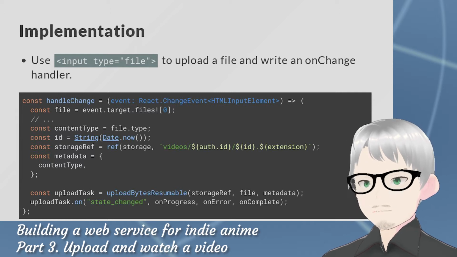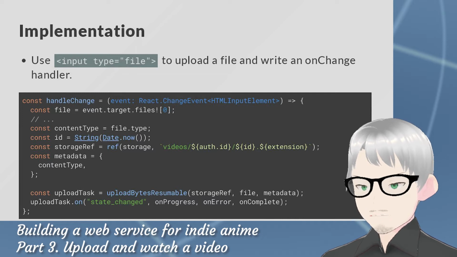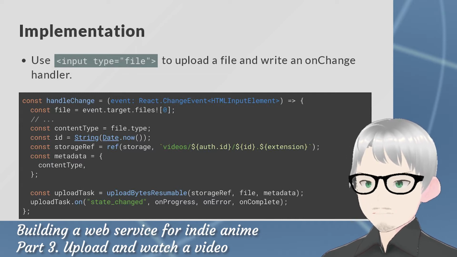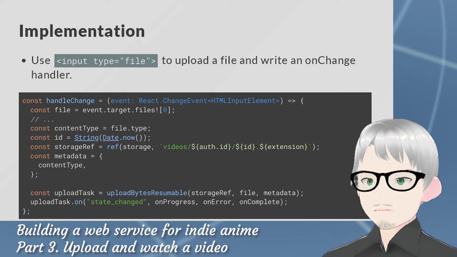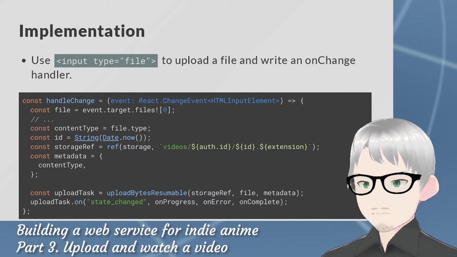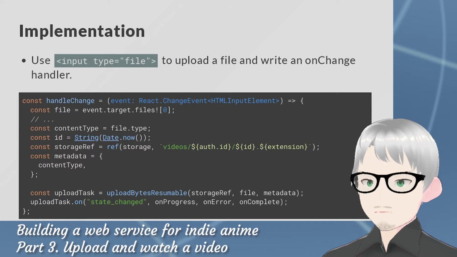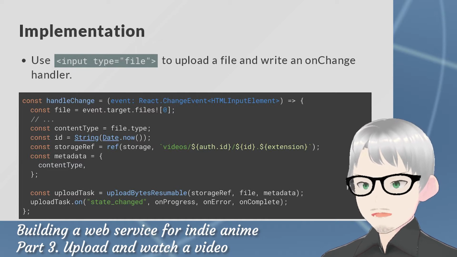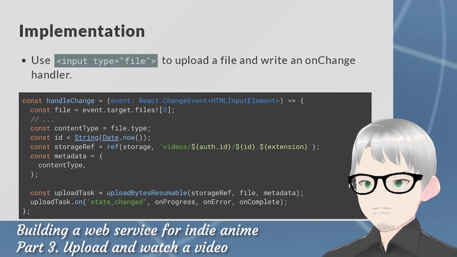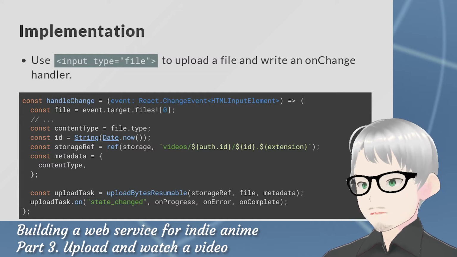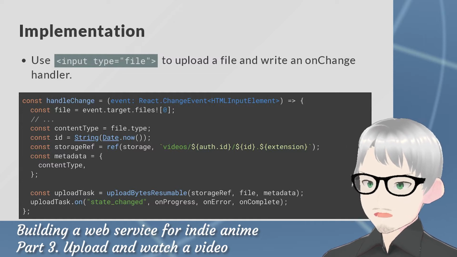To upload a file, I just used an input HTML element and wrote an onChange handler. And yeah, just get the file object and get the content type from the file object, and use the ref function provided by Firebase, and I use upload by its resumable function as I explained, and then monitor the on progress, on error and on complete event handlers.